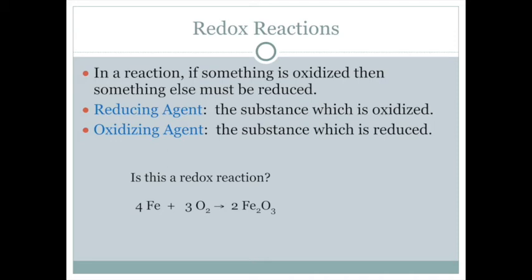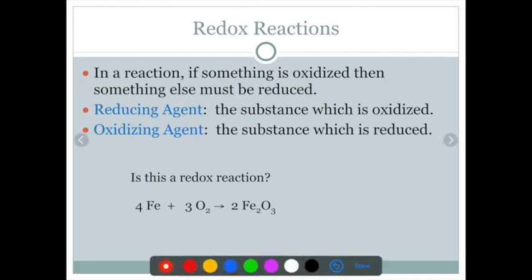Okay, so it says, is this an oxidation reaction? So iron, since it's by itself, is 0. Oxygen's by itself, so it's 0. Iron 3 oxide is an ionic compound, so we can just use its charges.